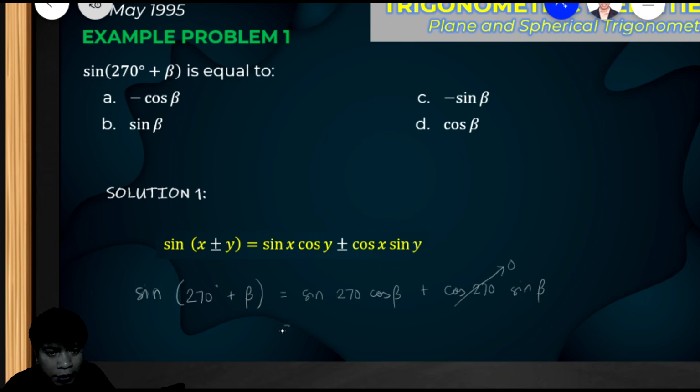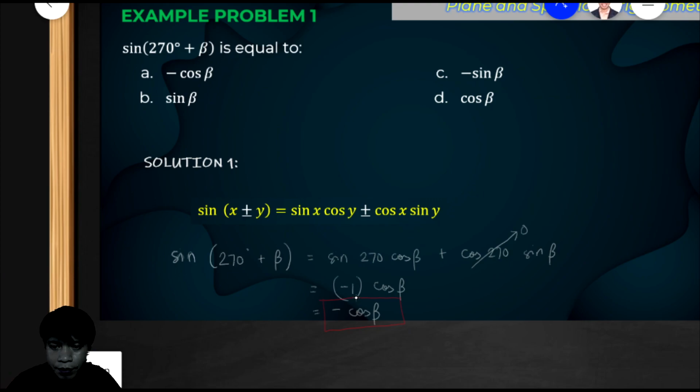So our answer here is, what is sine of 270? Sine of 270 is negative 1, multiplied by cosine beta. So of course, what happens here is it becomes negative cosine beta. Okay? And this is now our answer.